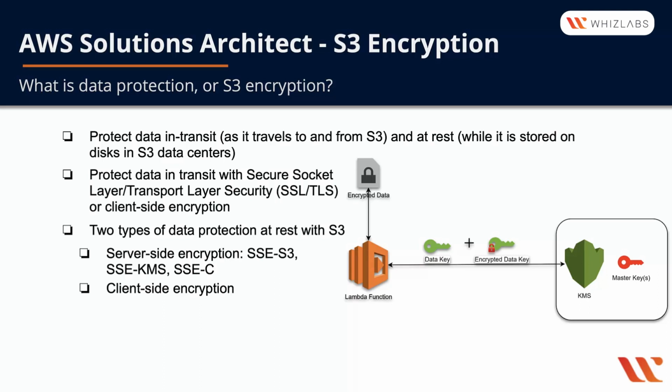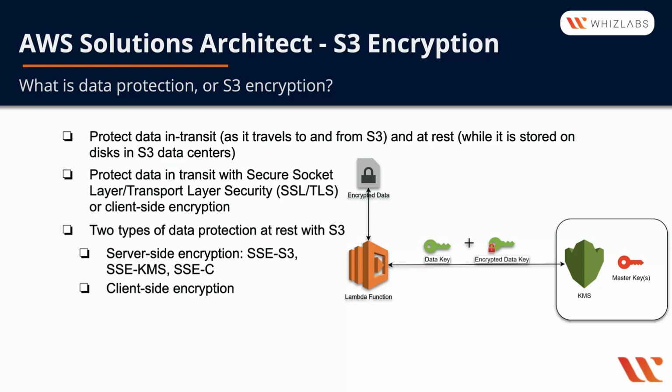S3 uses a concept called envelope encryption to protect your data at rest. Each object is encrypted with a unique key that employs strong multi-factor encryption. As an additional safeguard, S3 encrypts the key itself with a master key. Also, S3 server-side encryption uses one of the strongest block ciphers available, 256-bit Advanced Encryption Standard, or AES-256, to encrypt your data. You may see that on the exam.